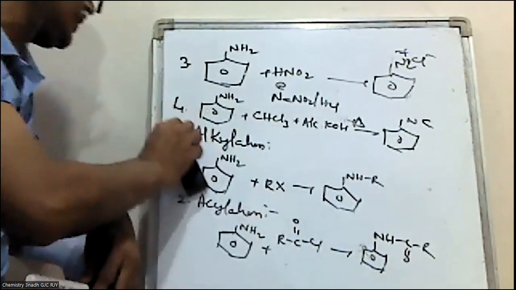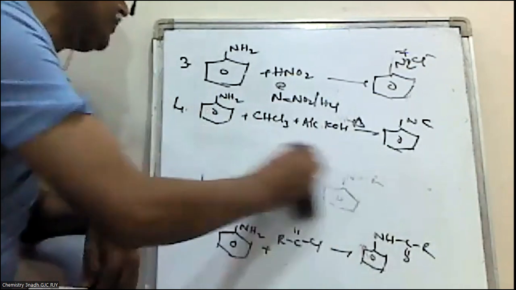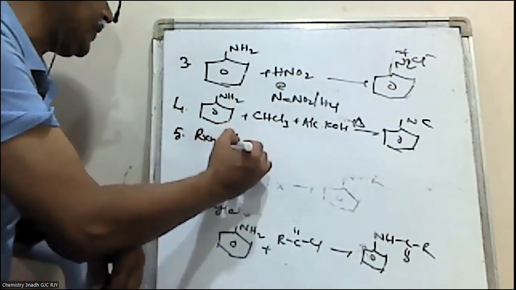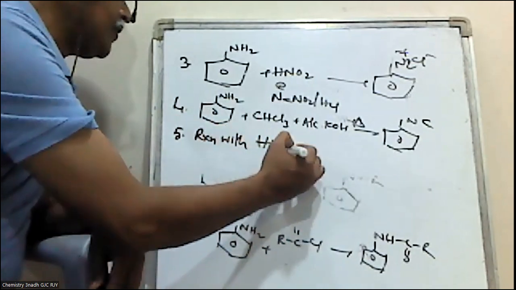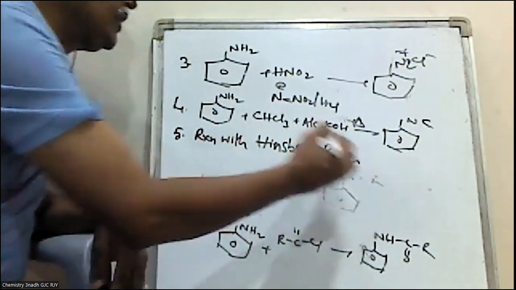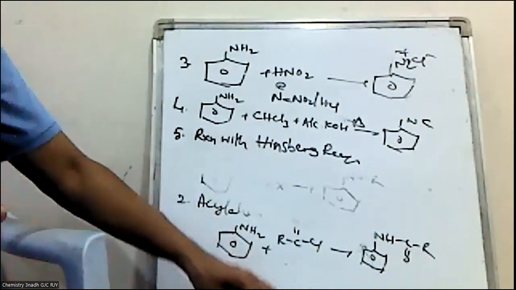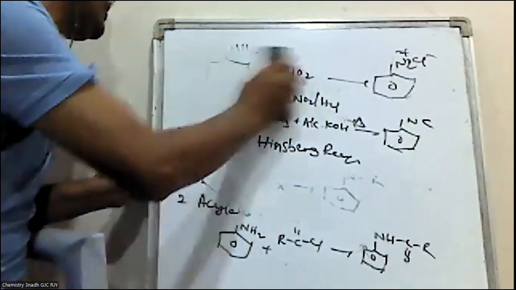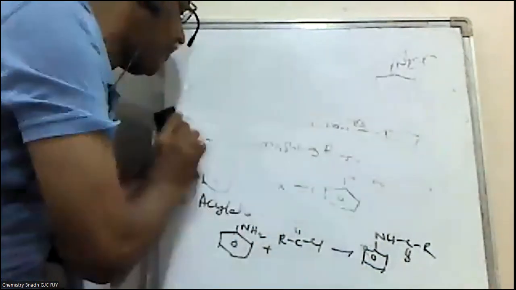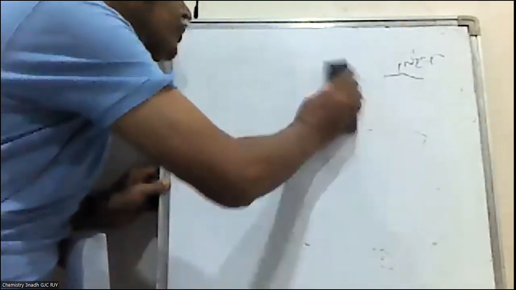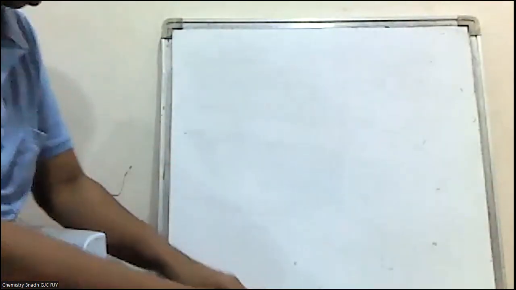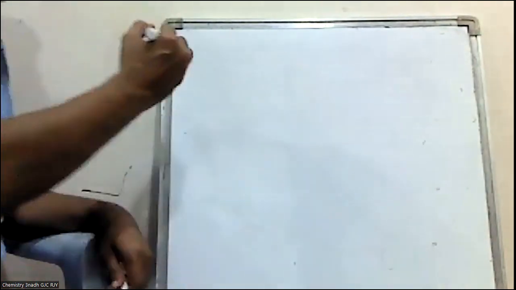Then we have seen the reaction of aniline with Hinsberg reagent. So these are the 5 reactions of aniline with various reagents. In all these 5 reactions, the reacting part is the NH2 group. In this video, I am going to discuss the reactions of aniline which involve the participation of the benzene ring.